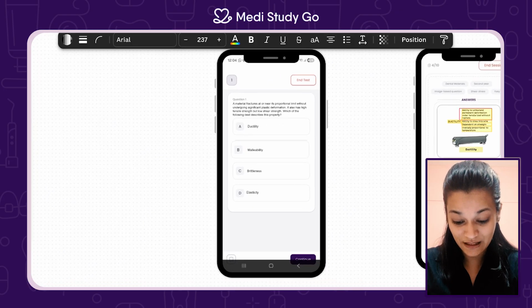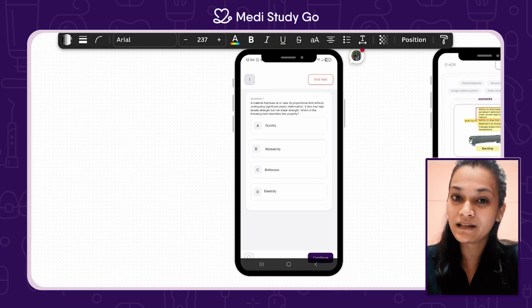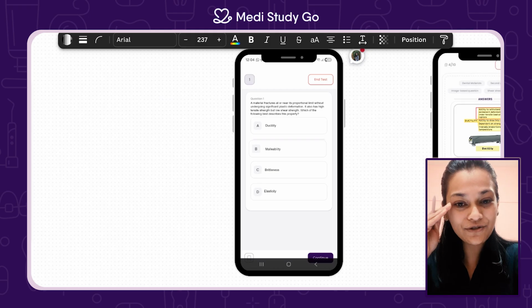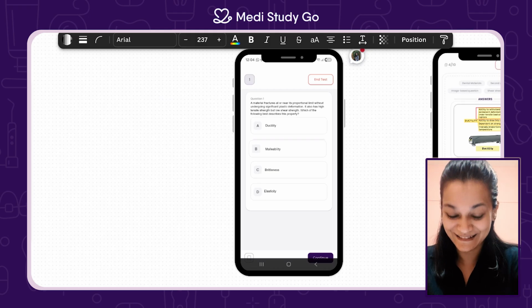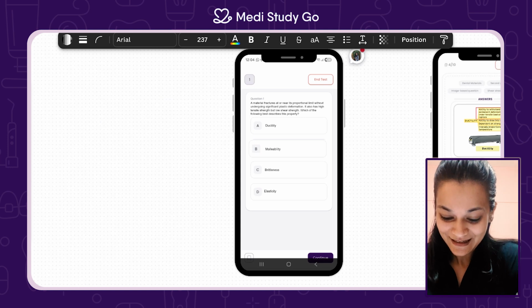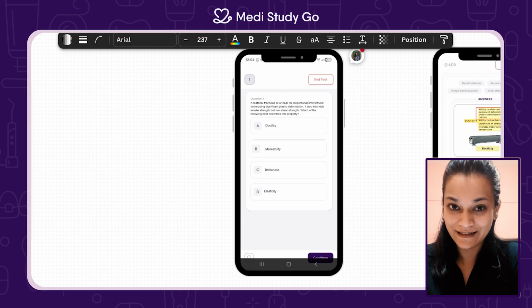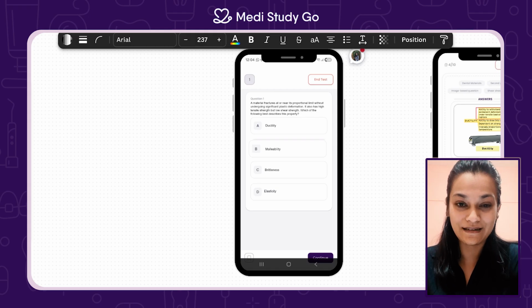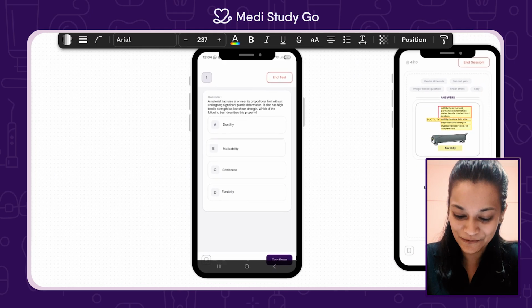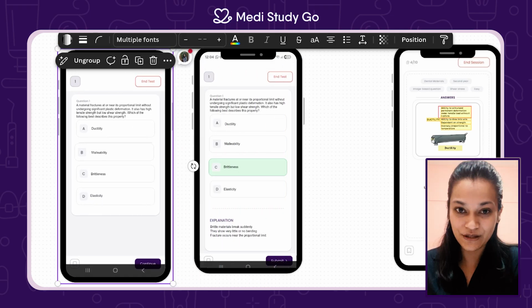Moving on to the MCQ. A material fractures at or near its proportional limit. This is where you should actually guess what the answer is. Let's just finish reading the question. It also has high tensile strength and low shear strength. Definitely it's brittleness. You don't even have to look at the options. We would just go for the answer, and that's brittleness.